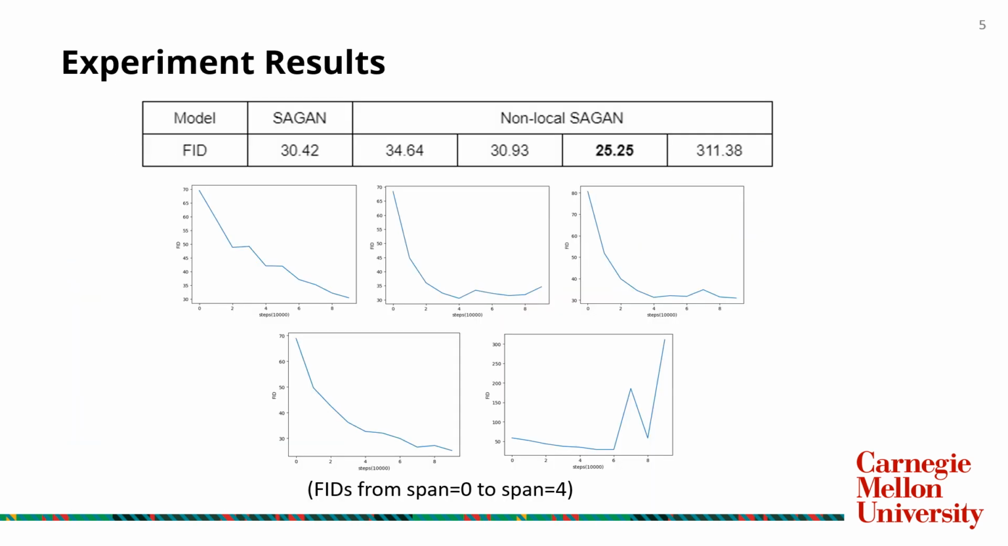Here are the experiment results of our non-local SAGN and original SAGN, and we utilize FID as our computing metric. As you can see, our non-local SAGN performs better than SAGN when span equals 3, and also our model converges much faster than SAGN.